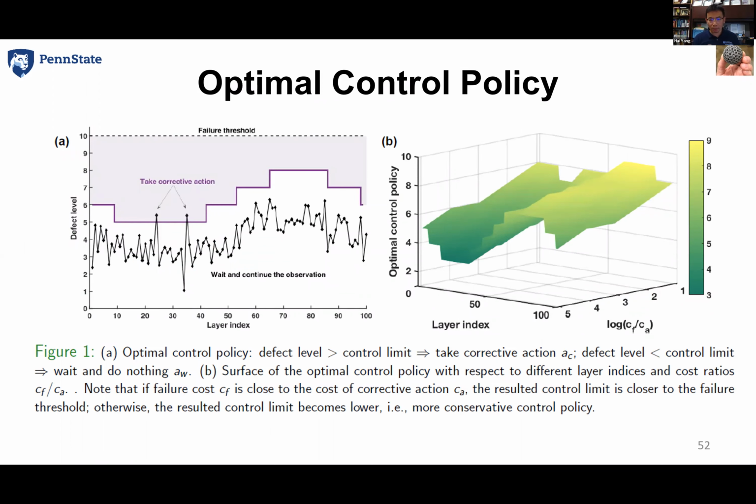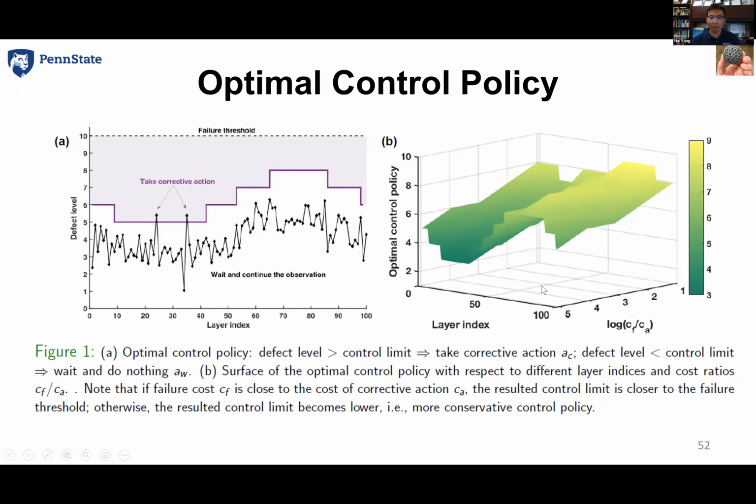And this work is done by Professor Bing Yao, one of my former PhD students, who is now an assistant professor at Oklahoma State. And she has done excellent work to consider the historic data and also sequential decision-making. And then she asks whether we should take corrective action or we should wait. Okay, so if you are below this line, the policy is you wait and continue the observation. If you're above, then take corrective actions.